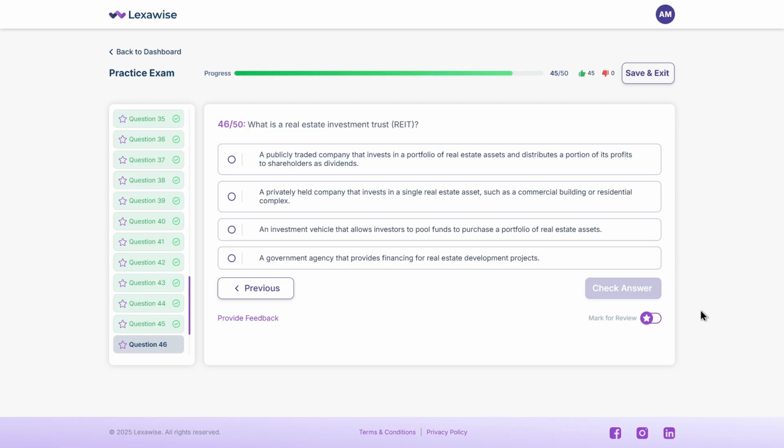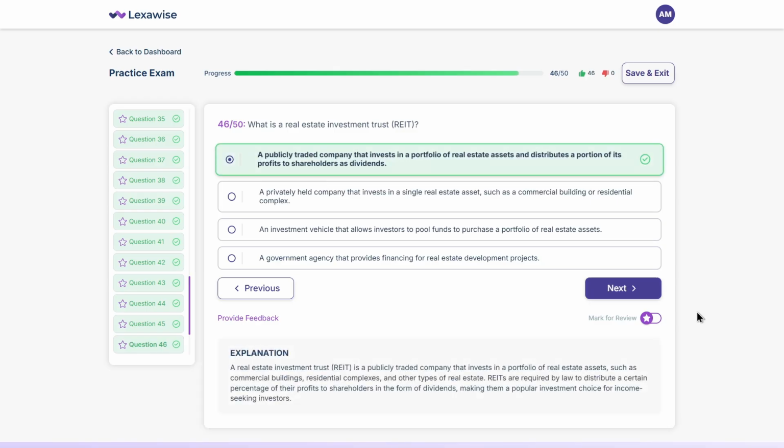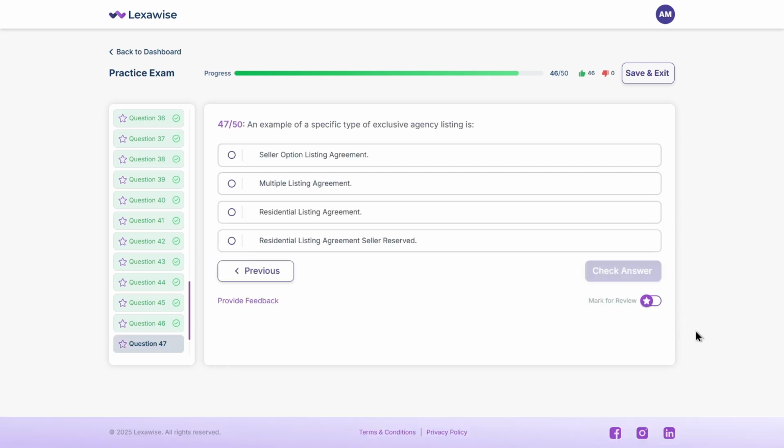The correct answer is A. A publicly traded company that invests in a portfolio of real estate assets and distributes a portion of its profits to shareholders as dividends. REITs allow everyday investors to buy into income-producing real estate while receiving dividends as part of the structure. Here's one about listing agreements.